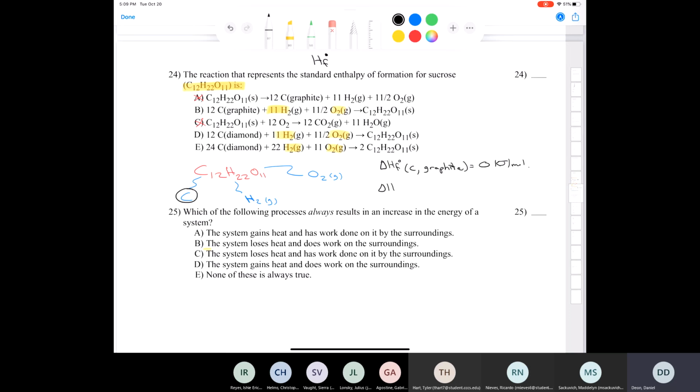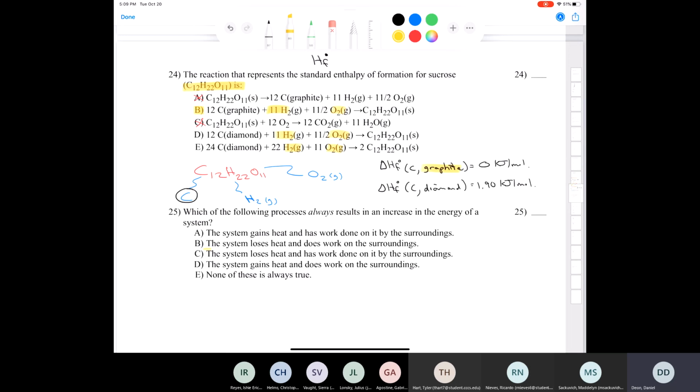The delta H of formation, or the enthalpy of formation, of an allotrope of carbon known as diamond is actually 1.90 kilojoules per mole. Now, you don't have to have these numbers memorized, but what I did ask you to know is that the most stable form of carbon is graphite.